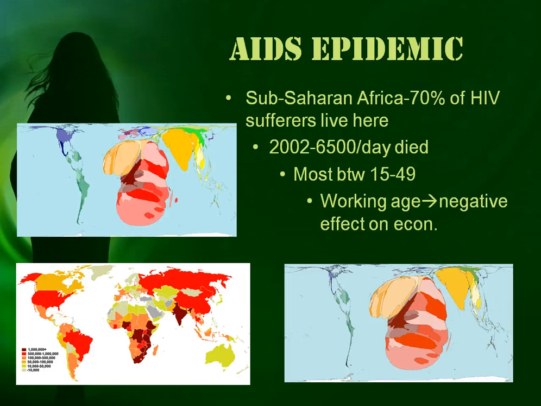In sub-Saharan Africa alone, in 2002, 6,500 people died a day due to this, and most of that was between the ages of 15 and 49. And this has a severe impact, economically speaking, because these are working age people, and this is going to impact their economy. So that's it for today.